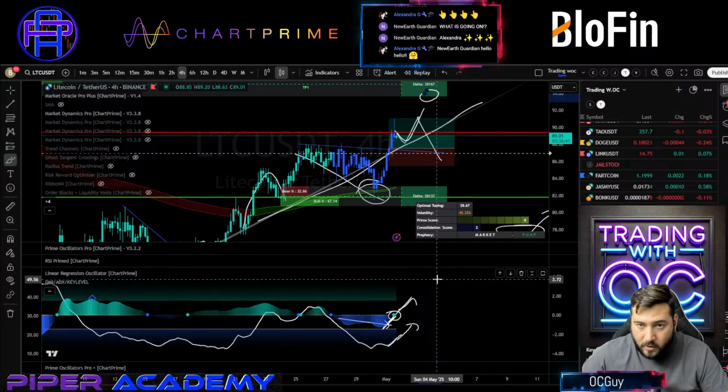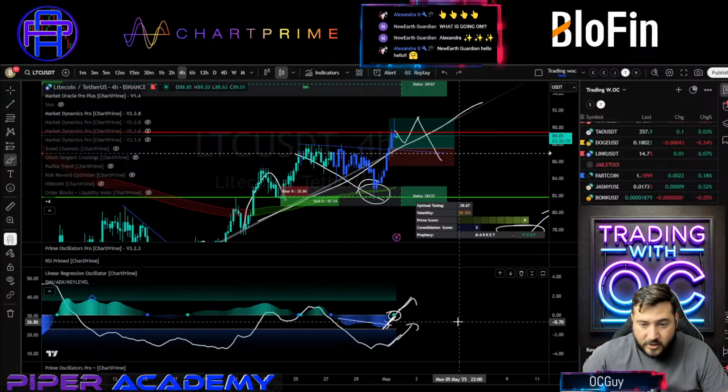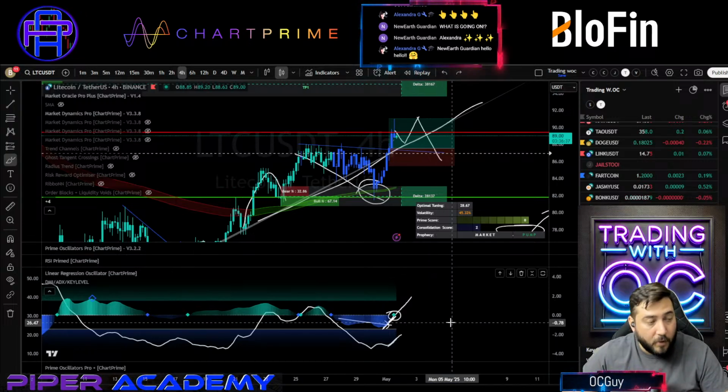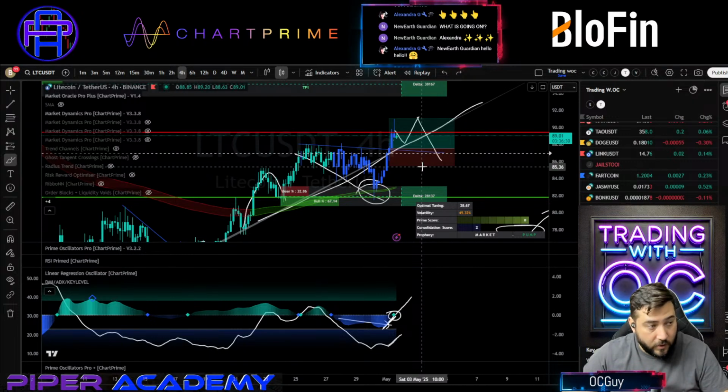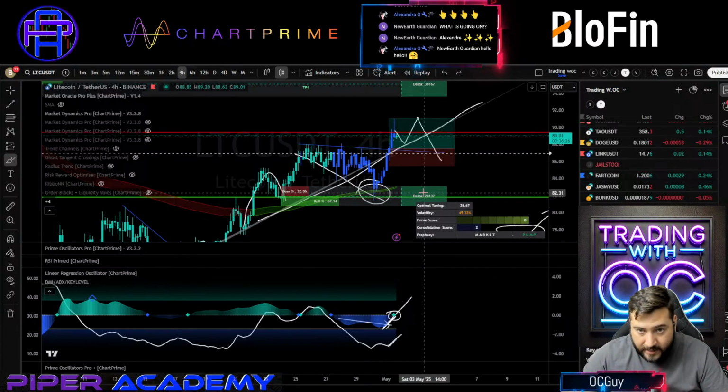Let's not ignore the divergence that we have from money flow. If money flow doesn't rush up again, we will most certainly be going lower, and it's not gonna be a retest, it's gonna be a breakout to the downside.